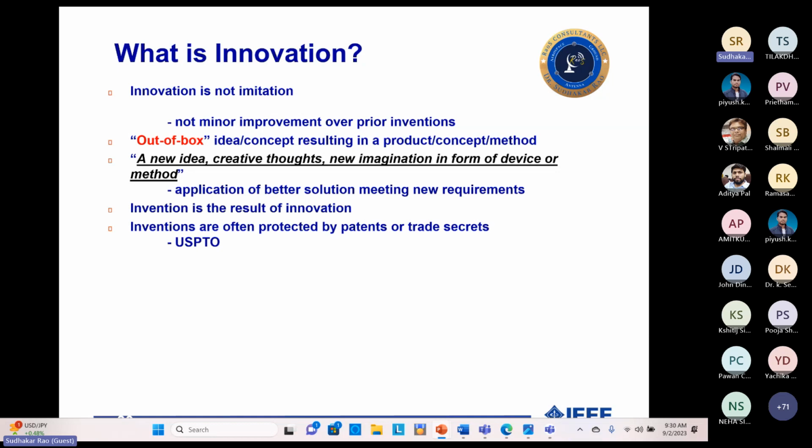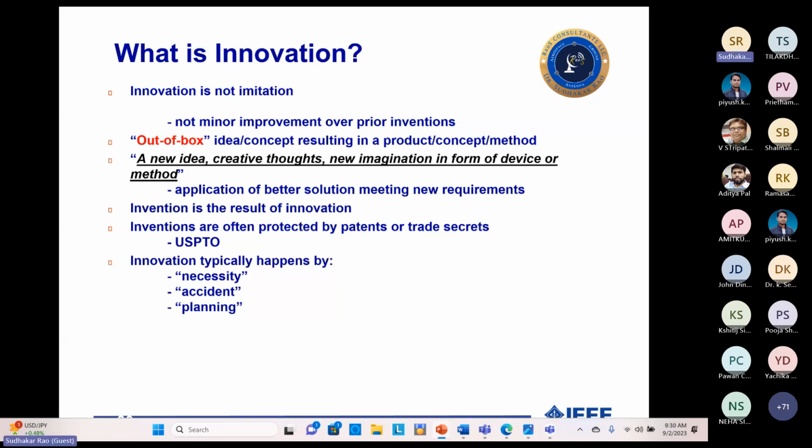So why do people invent? Because your technology is protected by patents or trade secrets. There is the United States Patent and Trademark Office, and in India you have a similar thing. Each country has its own patent office, the Europeans have theirs, and India has a patent office.